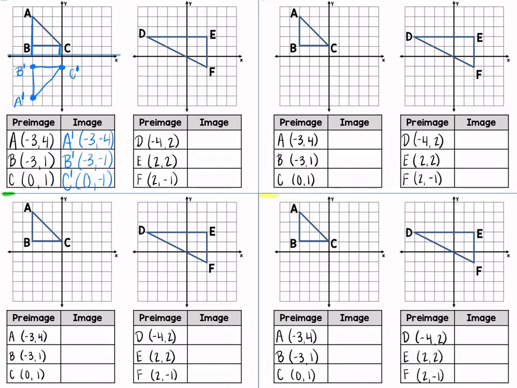Okay, this next one, we're going to graph across the x-axis again. So this one is already crossing over the x-axis, so you have to remember F is going to end up in this quadrant over here, and then D and E are going to end up in these quadrants.